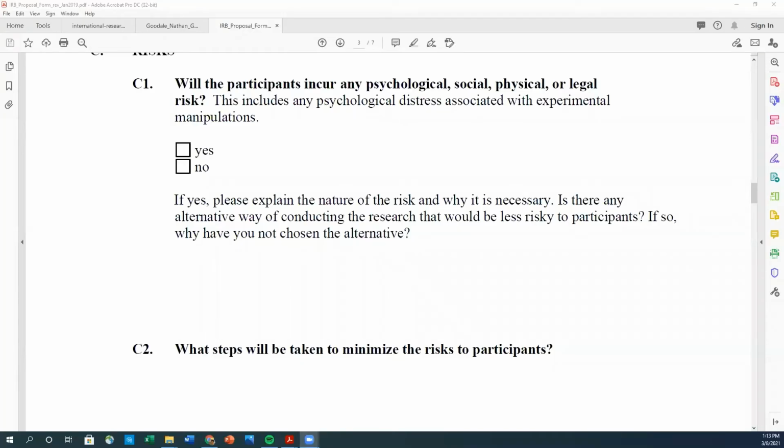So let's get back to the form, shall we? In section C2, you're going to explain how you're going to mitigate this risk, possibly by assuring the participants that they can pause or quit the study entirely if things get a little too heavy for them. For studies that have no more than minimal risk, you can simply put in not applicable here.